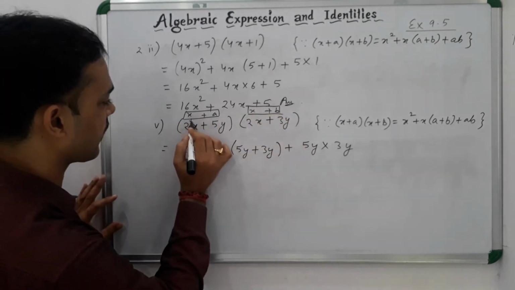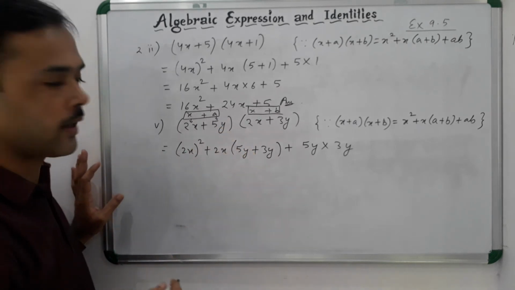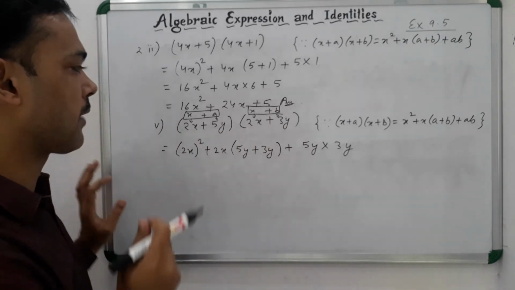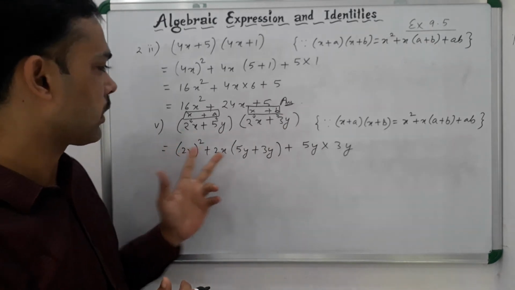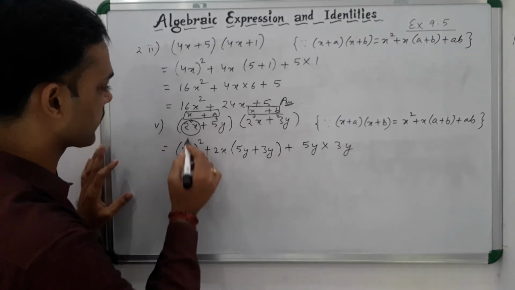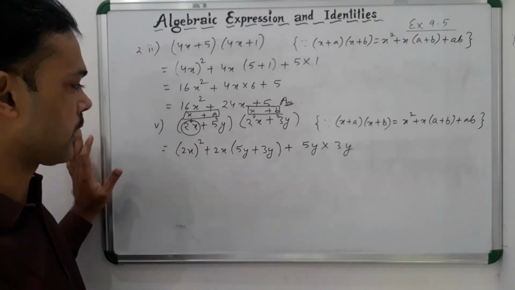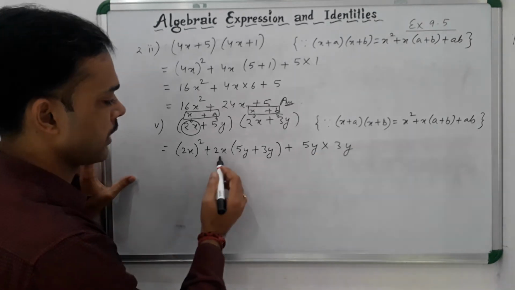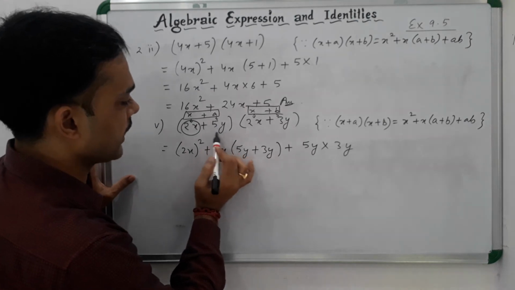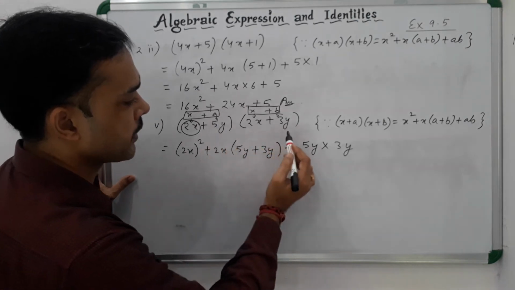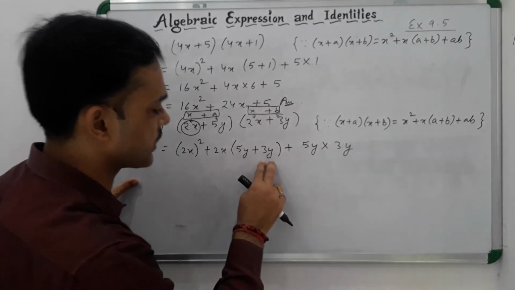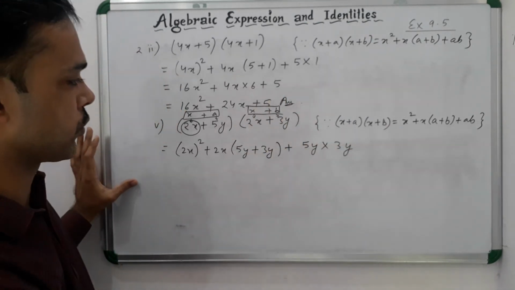At place of x we have got 2x, at place of a we have got 5y. Here also it is same, and at place of b we have 3y. Now it has to be x square, so you can see that at place of x we have got 2x. So here I have written 2x whole square. Plus x, so here I have written 2x. In bracket it is a plus b. At place of a here I have got 5y. At place of b I have got 3y. It is a plus b means 5y plus 3y. We are substituting those values.